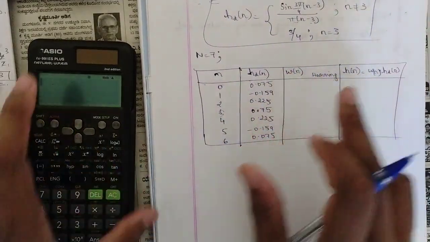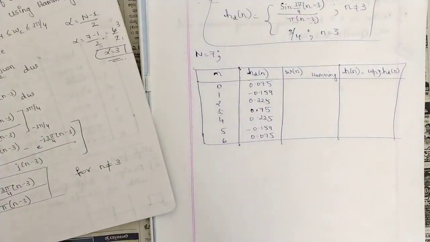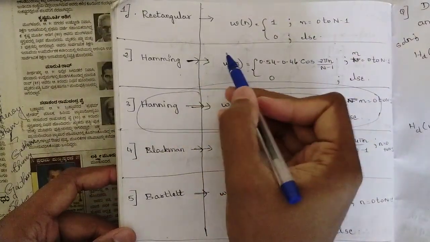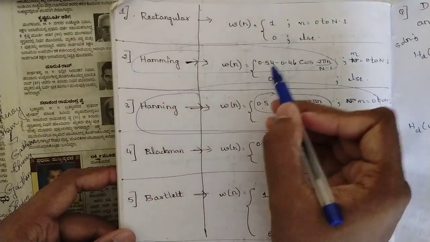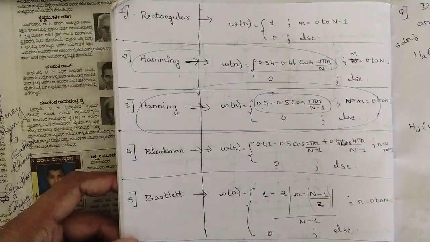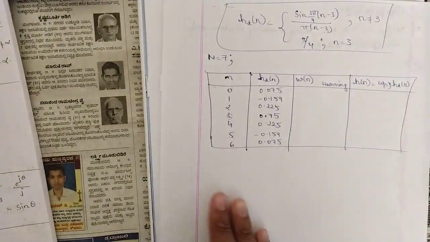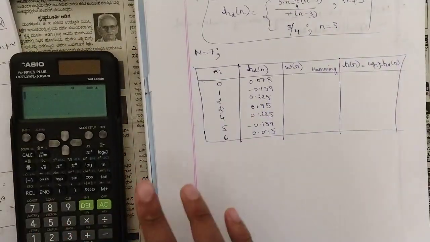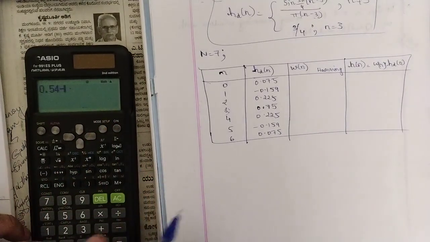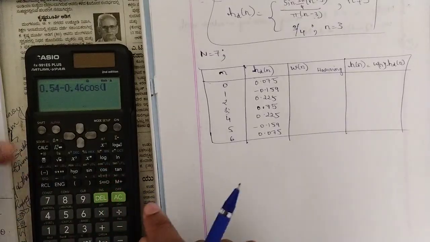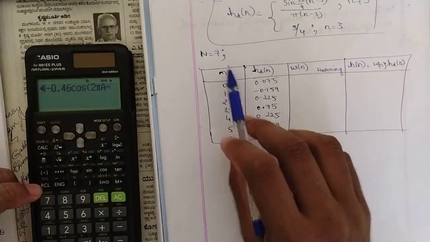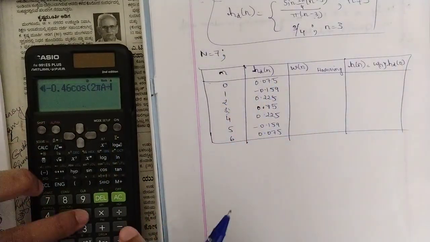Now omega n, that is the Hamming window equation. So what is the equation of the Hamming window? This is the equation of the Hamming window here, that is 0.54 minus 0.46 cos of 2 pi n divided by (n minus 1). This you should be substituting in the calculator. Substitute that and find the values of omega n for all the 7 values. That is 0.54 minus 0.46 cos of 2 pi, in place of n write a, divided by n minus 1, that is 7 minus 1, which is 6.